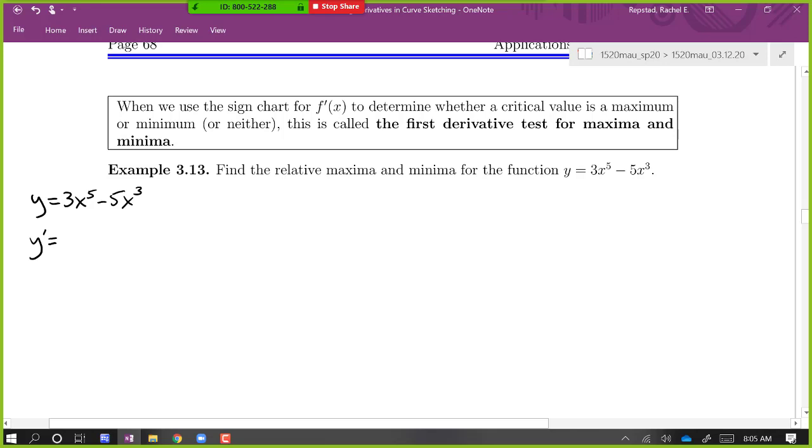It's a nice power rule derivative. Polynomials are always nice and easy. So we get 15x to the 4th minus 15x squared. So we found the derivative, but it's not enough just to get the derivative. If we're going to make a sign chart, we have to have it in a factored form. So we could factor out a 15x squared. And when we do that, we've got x squared minus 1 remaining, and we want to factor as far as we can. So x squared minus 1, that's a difference of squares.